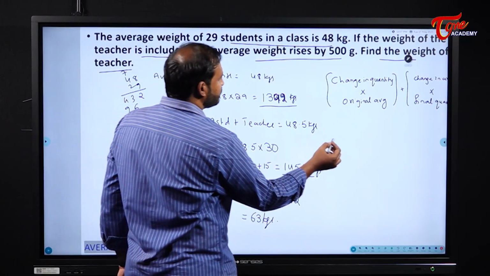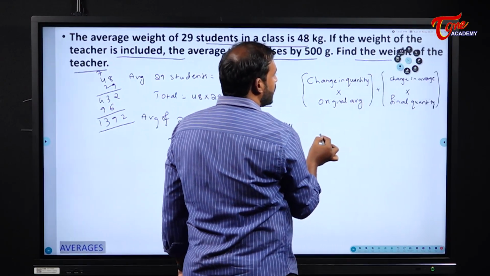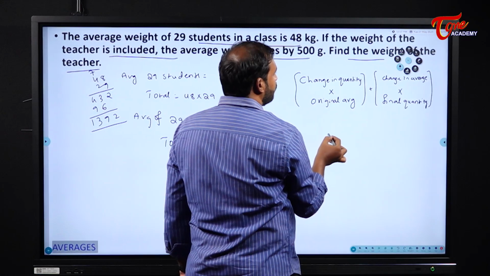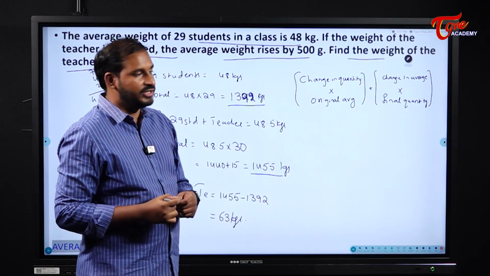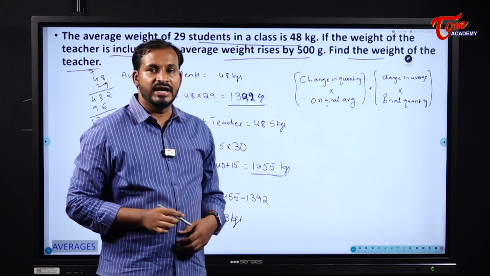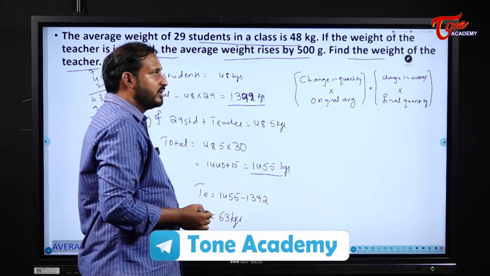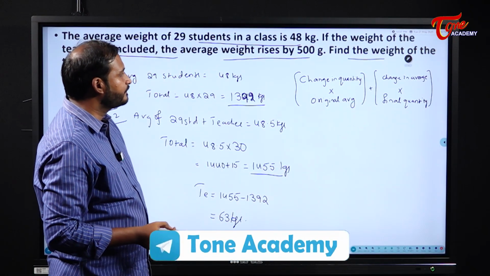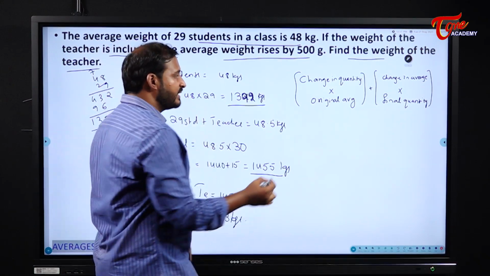Now, please observe this formula, students. We have one formula for this. What is that formula? Change in quantity into original average plus change in average into final quantity. This is the weight of the teacher. Now, what is the change in quantity? Only one person is added, right? That is the change.